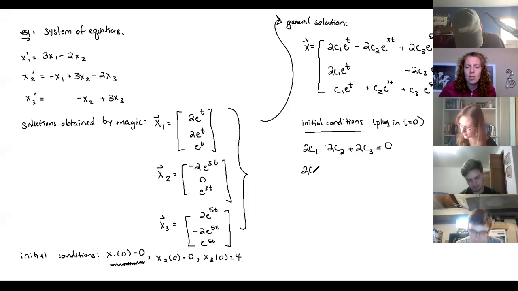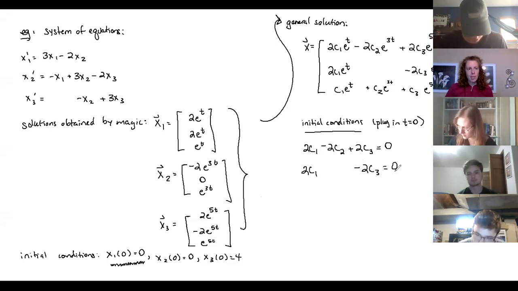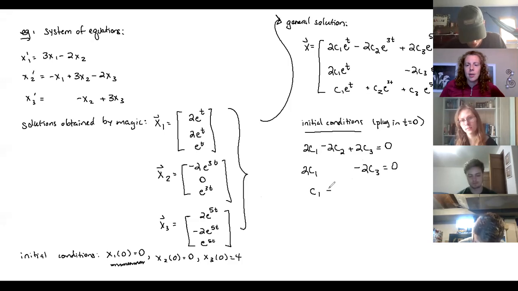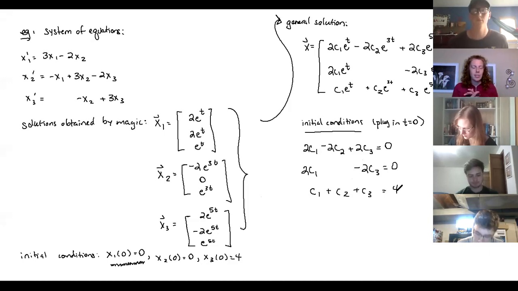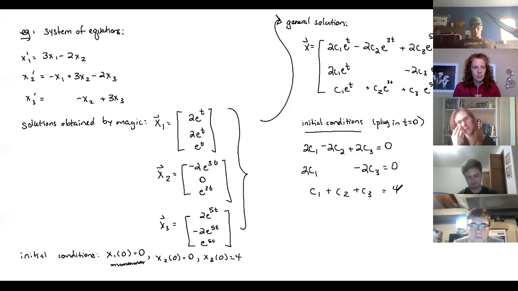Next one, 2c1 minus 2c3 equals 0. All right. And then my third one, c1 plus c2 plus c3 equals 4. Not 0, but 4 this time, because that third one was equal to 4. All right. Everybody good? We're good?